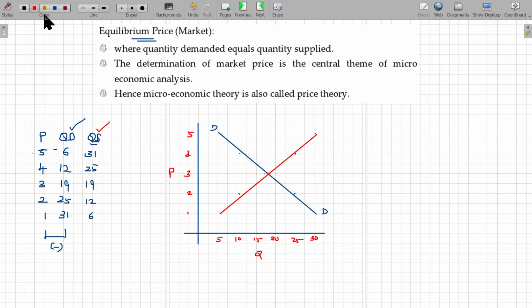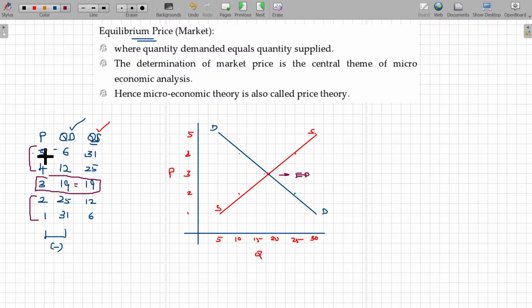Now we can decode this. The point where the DD curve intersects the supply curve, at this point, is called the equilibrium price. Is that okay? When the price is 3, quantity demanded is equal to quantity supplied. Clear? What happens if the price is 5 or 4? What happens if the price is 2 or 1? More than equilibrium price and less than equilibrium price.